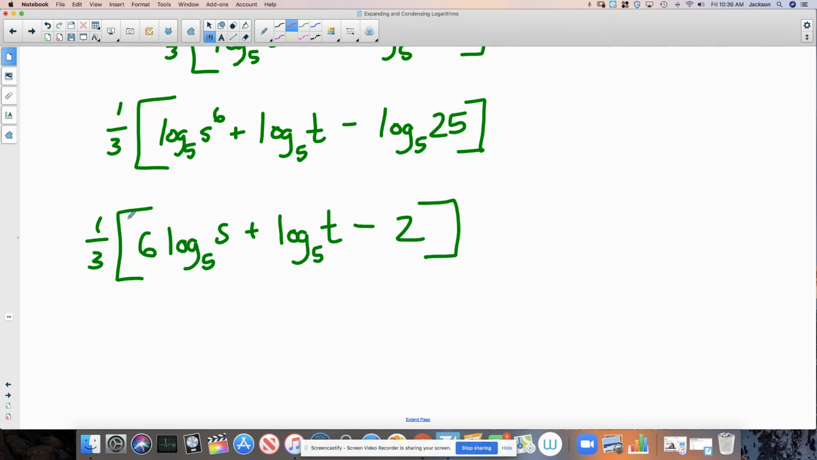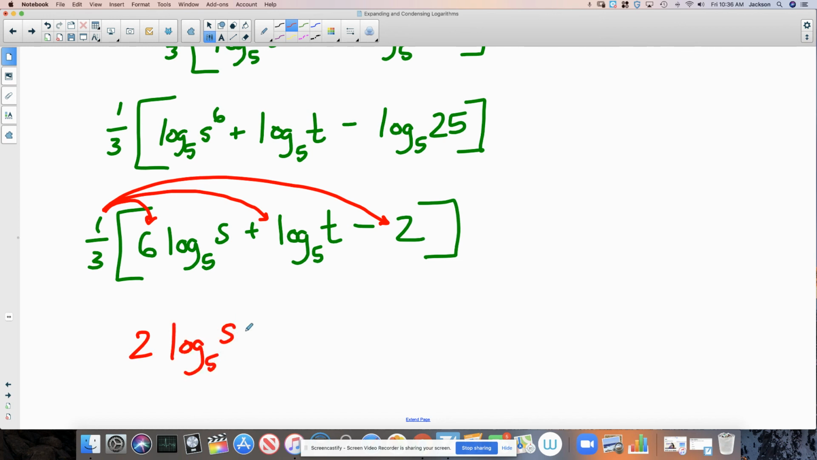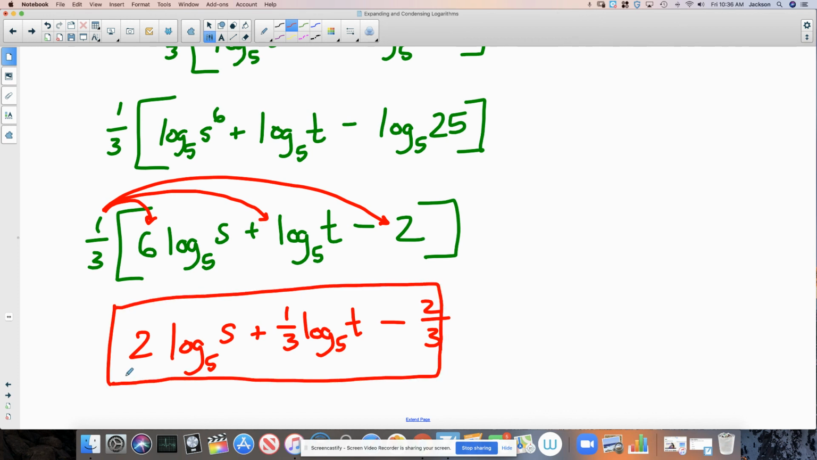So it's probably wise to distribute this to all of these logs. So this 1/3 gets multiplied by this log, gets multiplied by this log, and it gets multiplied by this 2. So what's 6 over 3, right? That's 2 log base 5 of s plus, there's nothing to multiply this in front of this log, so we just put the 1/3 there. And when I multiply 1/3 times 2, I get 2/3. Okay, so this is our final solution here.